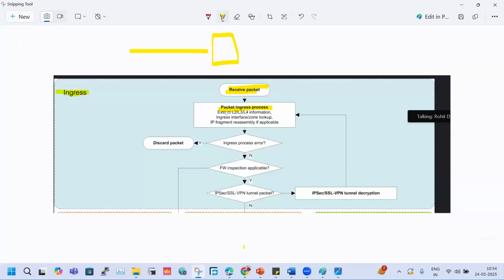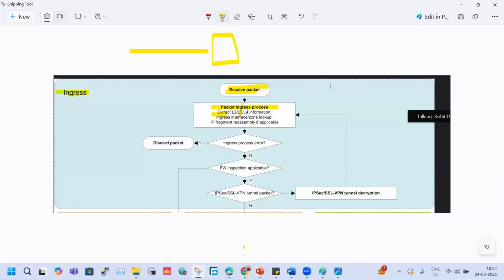The first stage, whenever the traffic is received, is the packet ingress process. Here it will try to extract all the L2, L3, and L4 information. What is L2, L3, and L4 information? In L2, we can say source MAC and destination MAC. In L3, it will check the source IP and destination IP, and in L4 information, it will try to fetch the source port and destination port.